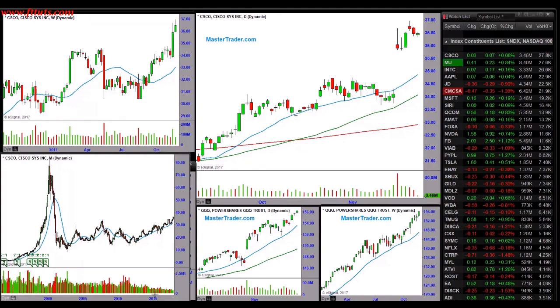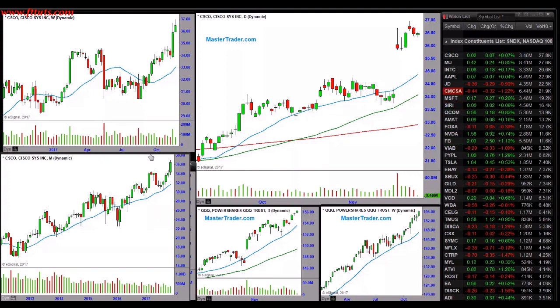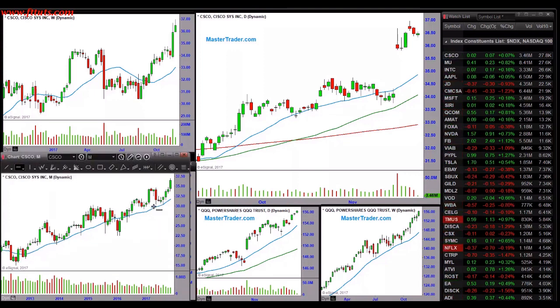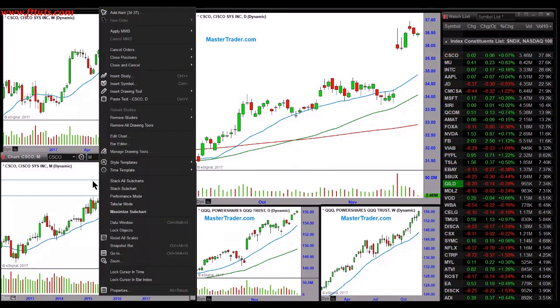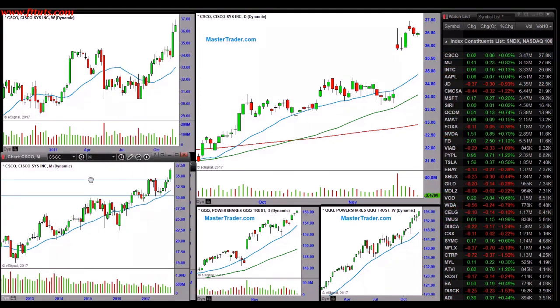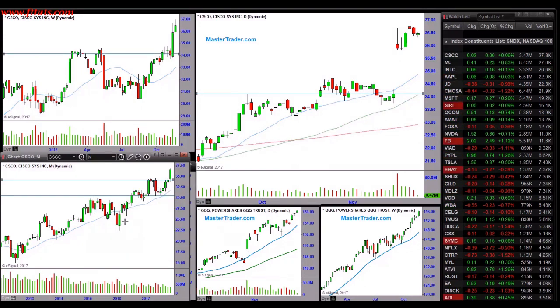So what do we do here? Our interpretation is that it has open air. It's got a void here because of the collapse that occurred back in 2000. And what we will want to do is put a horizontal line here and one here. Those are my reference points, buy to support and resistance. And we can duplicate on all Cisco charts. Now I have those reference points there, and I could even set alerts at those reference points.